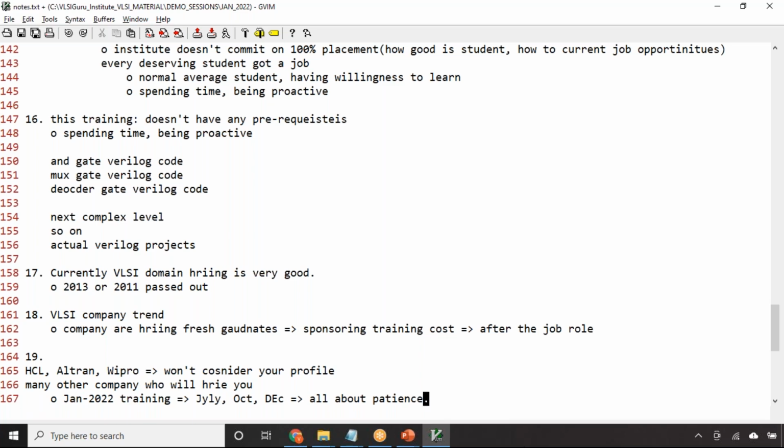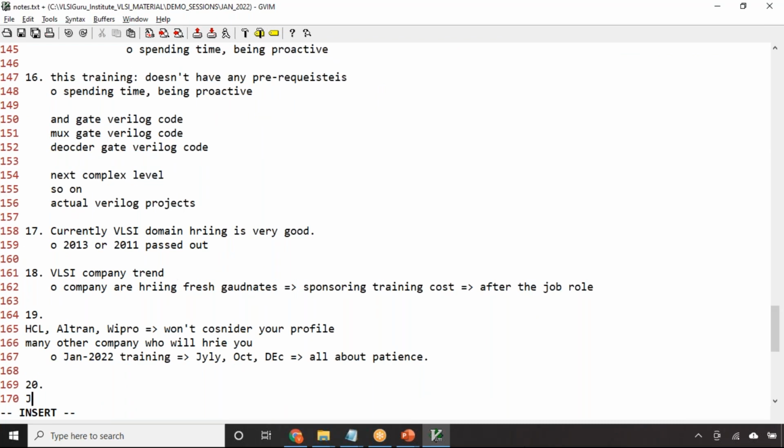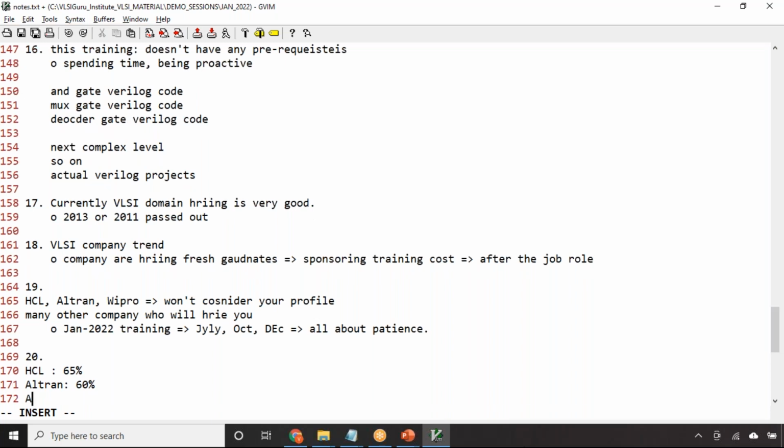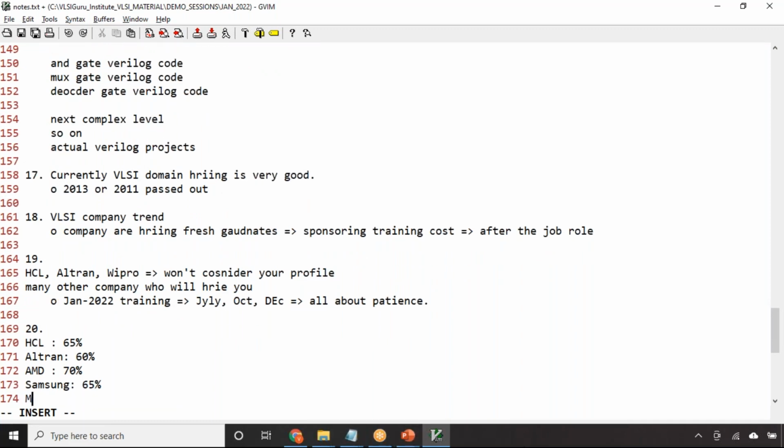Does academic performance have any impact on getting interview calls? Of course. See, when HCL comes, they will say they need 65% throughout academics. I'm just telling roughly, 65% or 60%. Let's say Altran comes, they will say 60% throughout academics. So if at any point in your academics you have less than 60%, you won't get that opportunity. AMD came recently, they said 70% throughout. Samsung, they considered 60. Microchip, 70% throughout.